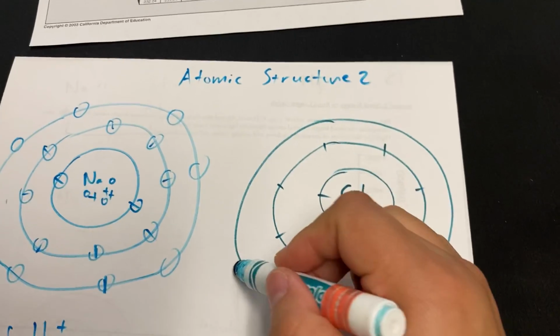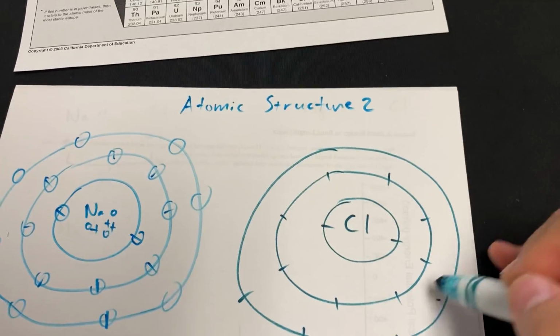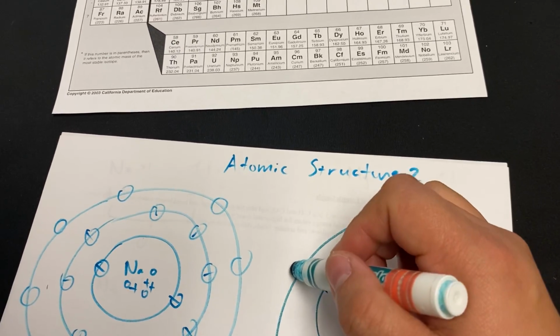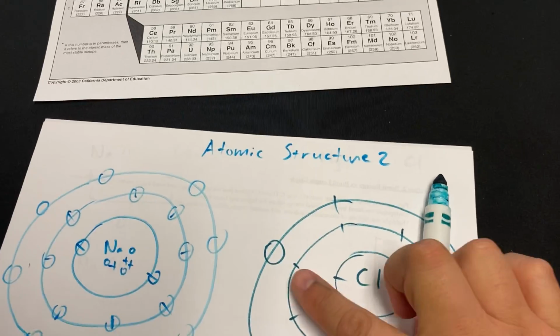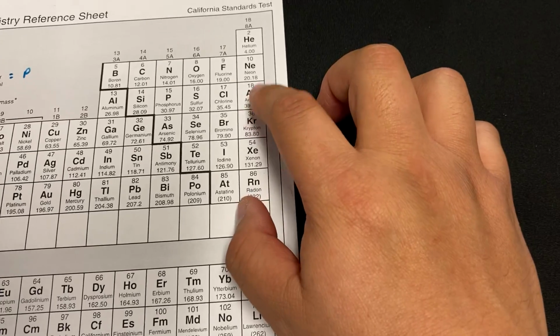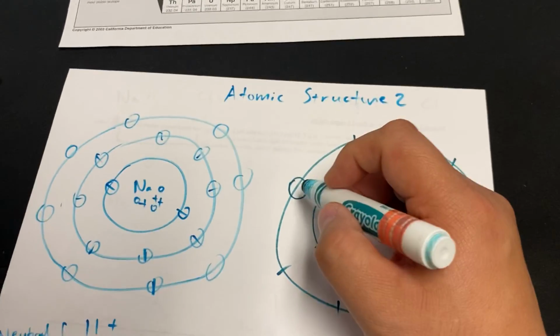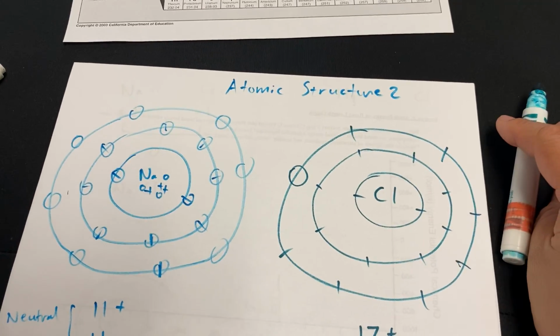So let's give it a go. 1, 2, 3, 4, 5, 6, 7. And the last spot is empty. That's the one that would basically take it all the way up to this position. Notice that it's missing 1 electron to get there, and it's an empty space over there.